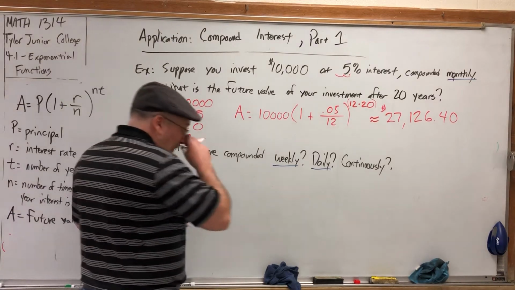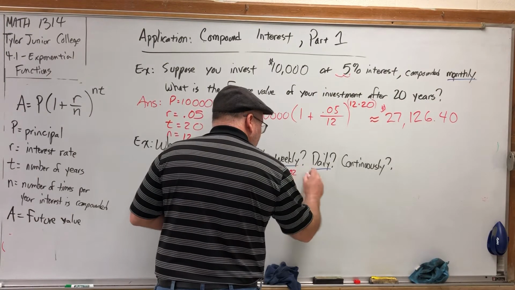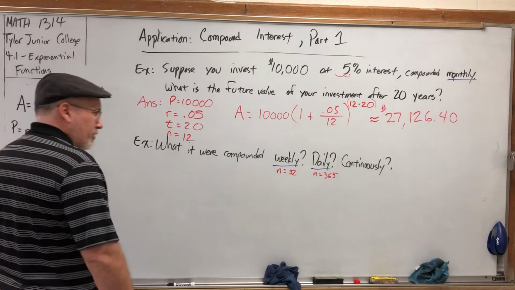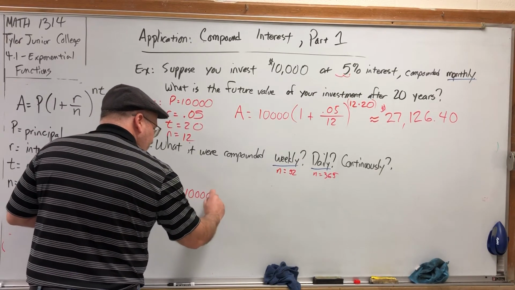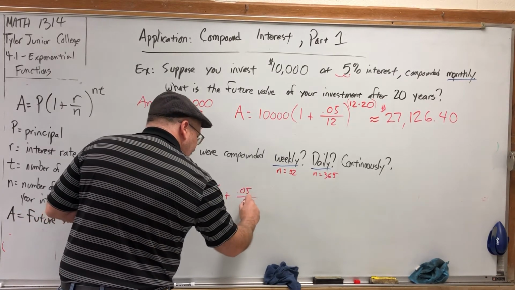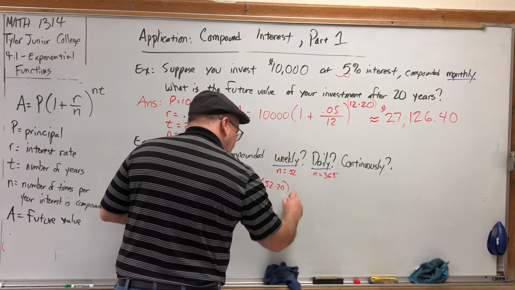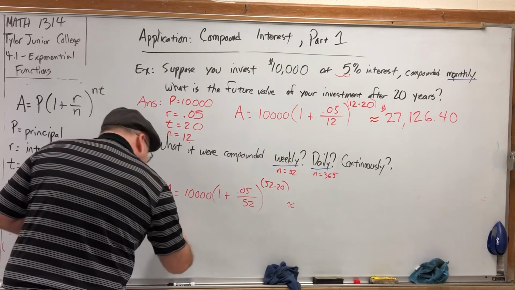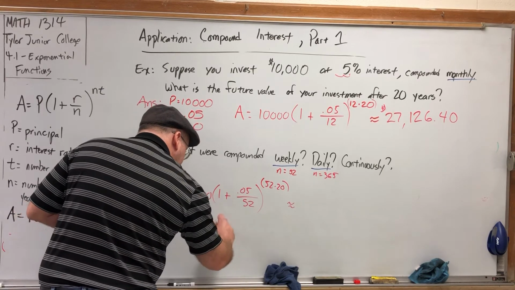That can be proven. But for the rest of these, for weekly, we would just change n equals 52, and for daily, we would say n equals 365. So the setups would be pretty much the same. For weekly, our future value would be 10,000 times 1 plus the interest rate, 0.05, divided by 52, and in the exponent 52 times 20, which will be a little bit, it will be more than that. And then for daily, we'll do the same thing, except we use 365 instead of 52.